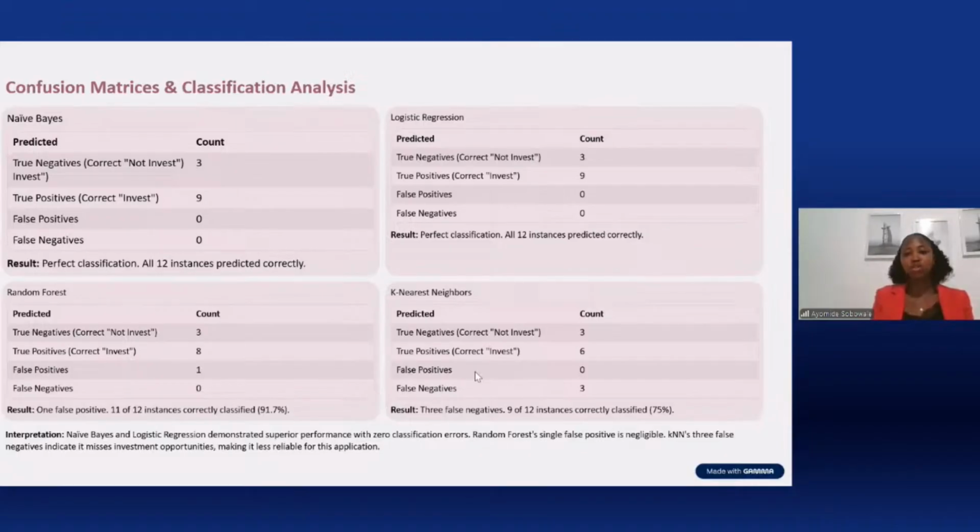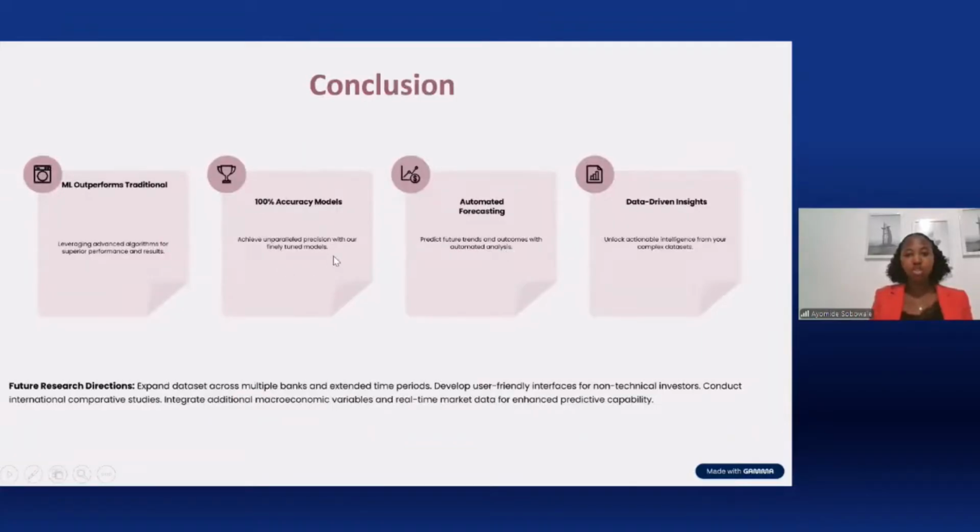If we use these algorithms to give us the result on investment, we would definitely make poor investment decisions. So we can't go with this algorithm to help us decide on what to invest in. But these two, naive Bayes and logistic regression, are the best algorithms that we can use to help us make investment decisions. And for the conclusion, this research has been able to outperform the traditional analysis in the Nigerian stock exchange market, or in the financial sector.